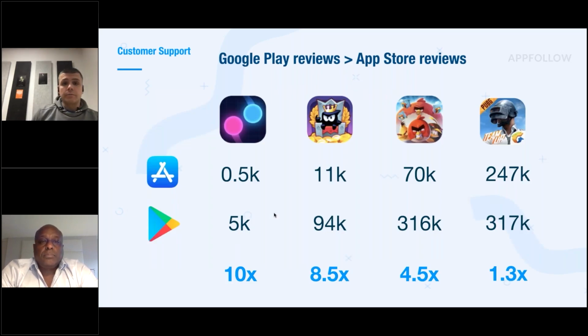Statistics show that most of the reviews are left on Google Play compared to the App Store. You can see that sometimes it can be up to 10 times more, with some exceptions, like for PUBG, where it's only 1.3. So both App Store and Google Play users are very active and leave a lot of feedback for the games. But in the usual case, Google Play players are much more active, and that gives us another thing to consider.